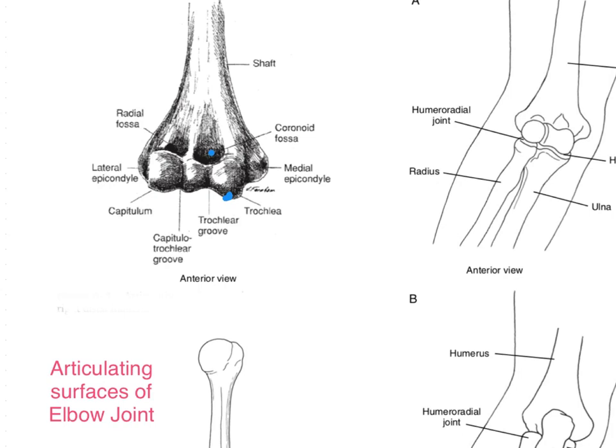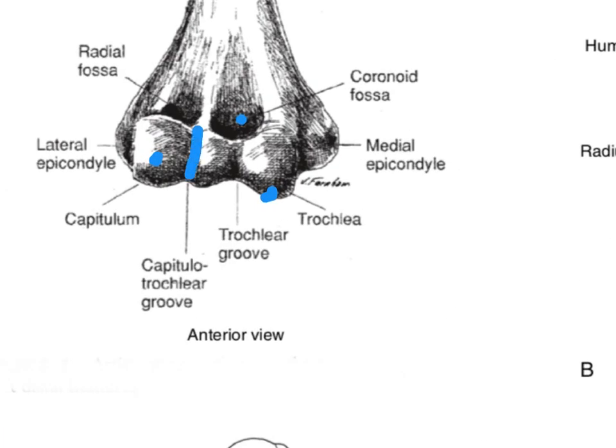Next, coming to the capitulum, which forms the humero-radial articulation and is also located on the anterior lateral surface of the distal humerus. The capitulum, like the trochlea, lies anterior to the shaft of the humerus, and a groove is present in between the trochlea and the capitulum. This groove is called the capitulotrochlear groove, which separates the capitulum from the trochlea.